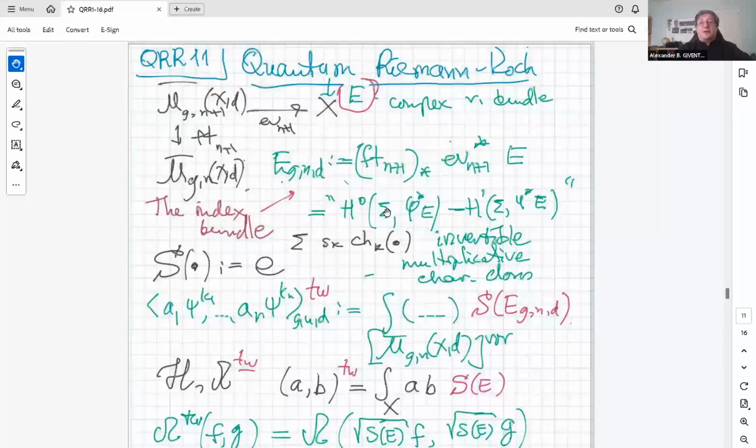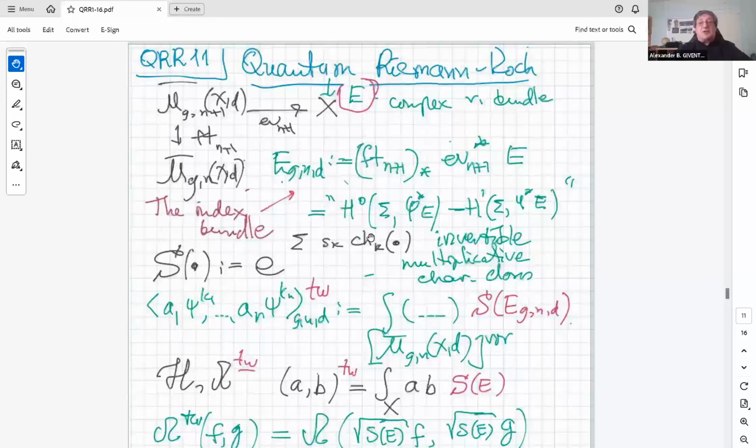But now we can take characteristic classes of this new element of K-theory and bring them into intersection theory. More formally, it's done this way. You pick S. What is S? S is a universal invertible multiplicative characteristic class of complex vector bundles.